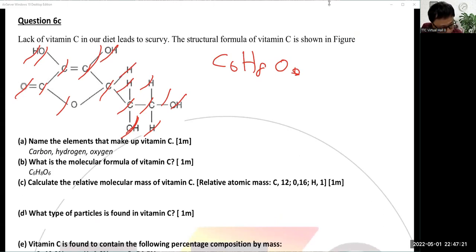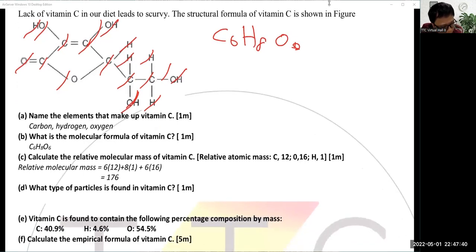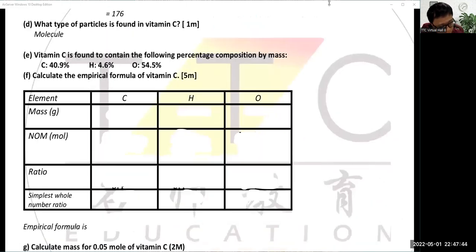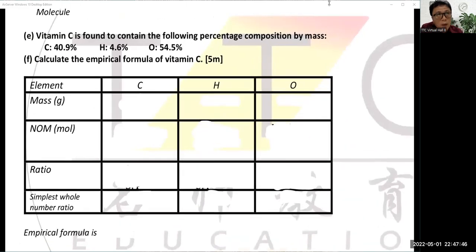The molecular formula will be C6H8O6. The relative molecular mass, you just calculate 6 times carbon, which is 12, 8 times 1, which is hydrogen, then 6 times oxygen, which is 16. Then you will get the mass, which will be 176. The type of particle found in vitamin C will be a molecule. Then from here, this is the new calculation.